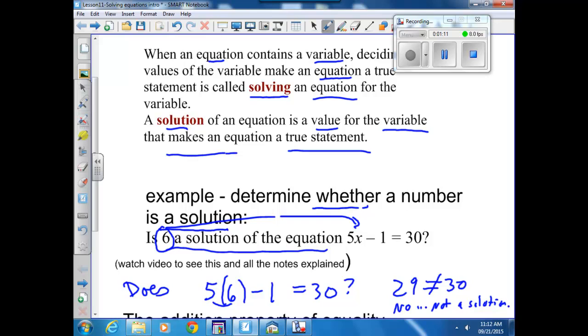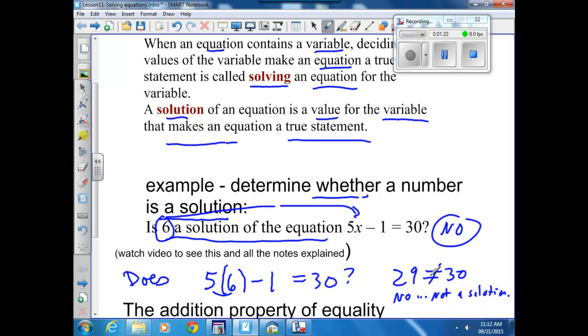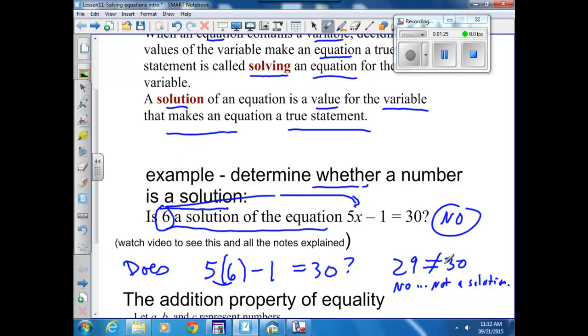Okay, so the answer to this was no. So initially, when I ask you if something is a solution, we just literally store it in place of the variable, crank it out, and see whether it comes to be a true statement or not.